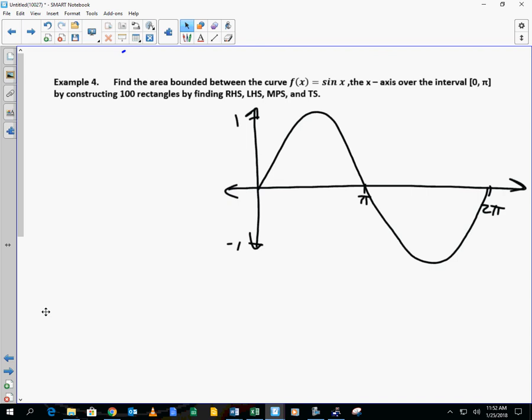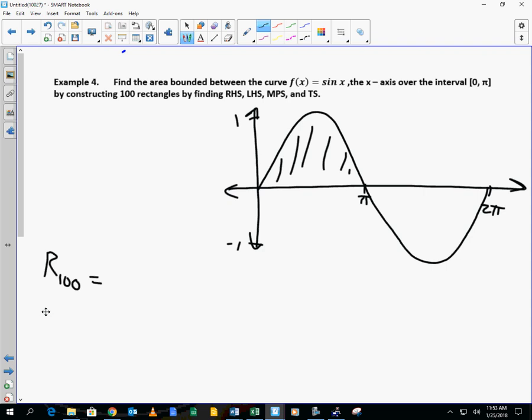Okay? No. We're going from 0 to pi. So we're just looking for this area right here. Now Jake's guessing pi. He's incorrect, but let's see how close he is. Now what we want to think about is we're doing how many rectangles? Yeah, so we're going to start with R sub 100. Now this looks ridiculous, but it's not that bad, because you're going to use your calculator to help you out.